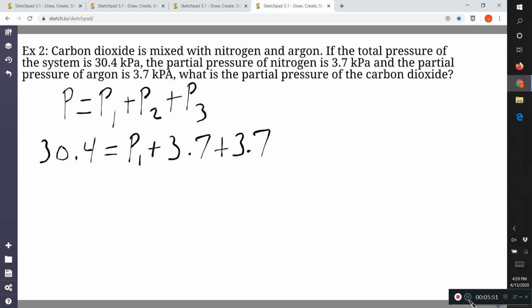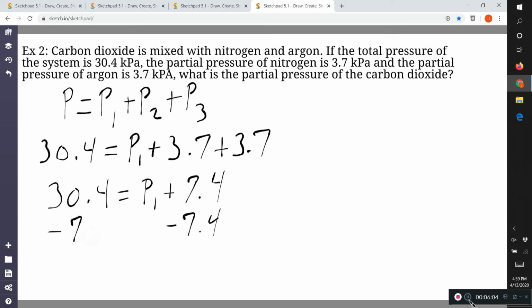So simply we combine like terms on the right and we get 7.4. And just like any other algebra equation that looks like this, we subtract on both sides. Making sure to, even though that 4 minus 4 is going to zero out, we need that for sig fig purposes. We're going to get 0 and then 23, so 23.0 kPa.